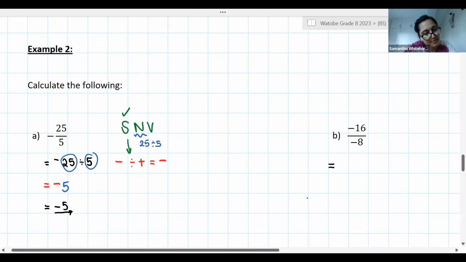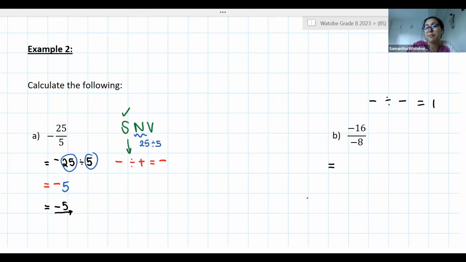16 divided by negative 8 is 2. Perfect. So guys, a negative divided by a negative gives us a positive. And then we've dealt with the signs. Obviously, we don't write the positive there. I'm just putting it in to remind myself. And then 16 divided by 8 is positive.